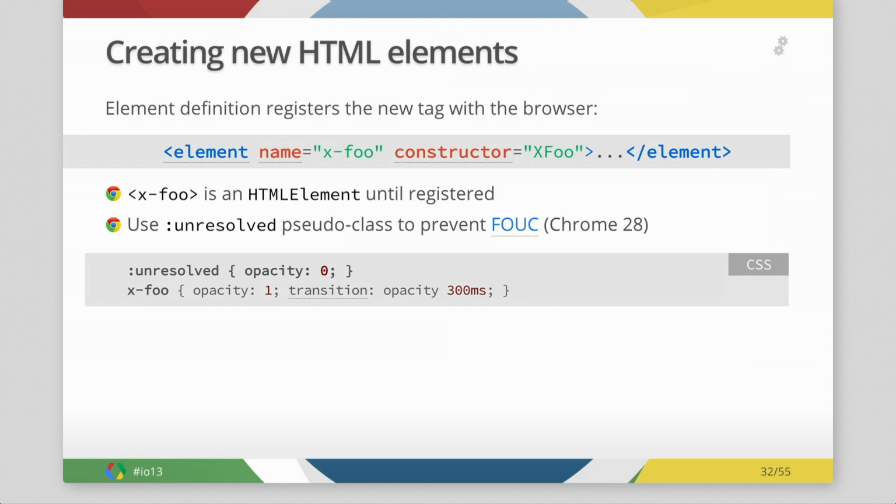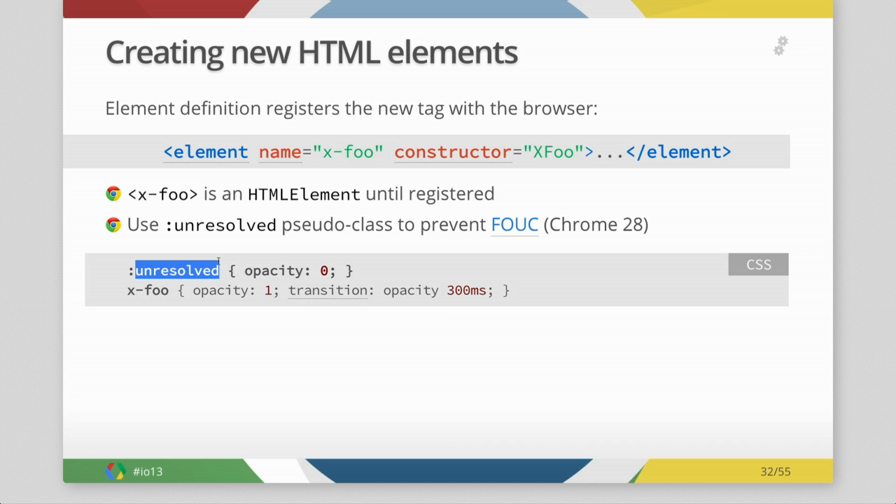But what you can do, there's a new CSS pseudo class, the unresolved pseudo class, that you can use to prevent things like flash of unstyled content. So I have a bunch of x-foos on my page, and I'm importing those later maybe, so before the browser knows about it, I can choose to style any unresolved element. I can set its opacity to 0, so it's hidden from the user. And then when the browser knows about it, the x-foo tag exists, transition that opacity in. So that's a cool pro tip for user experience.